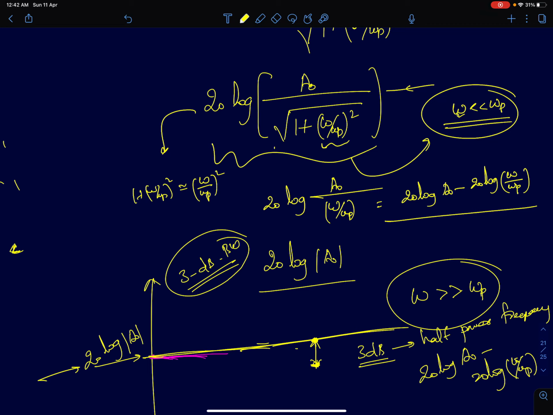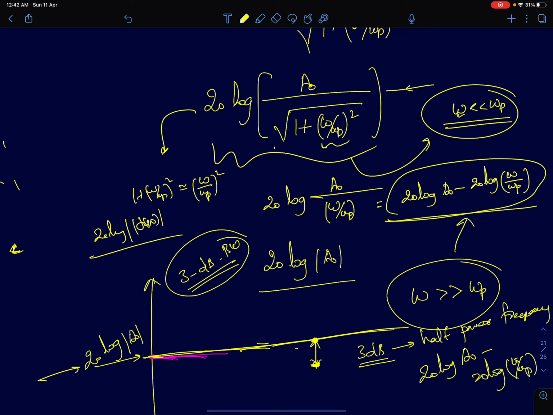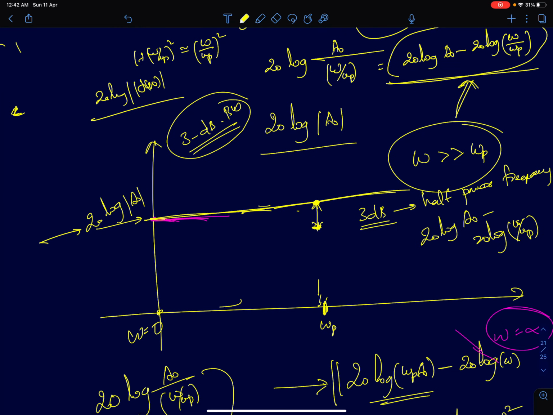Now if you look at this equation, I am plotting the transfer function, which is 20 log of mod of H of j omega, with respect to log of omega. If you see here, I get a linear equation in log of omega. So for frequencies much greater than omega p, the function is going to look like a straight line equation. So this is omega p. I'm considering frequency which is much greater than omega p. It's going to look like a straight line.